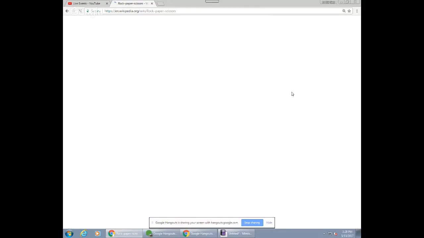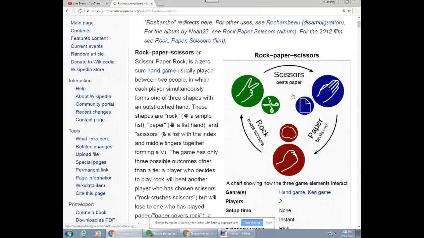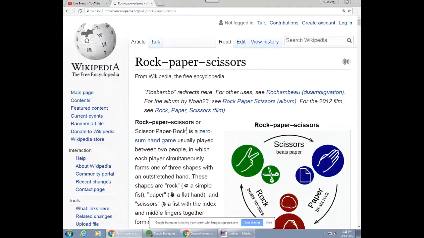Look at that, Wikipedia is the first hit. So in rock, paper, scissors, you and a companion throw down, and you throw either scissors, two fingers, paper, a flat hand, or rock, a fist. Scissors cut paper, paper covers rock, and rock crushes scissors. Okay, so we're going to do rock, paper, scissors eventually, but first let's take a look at the spinner activity.